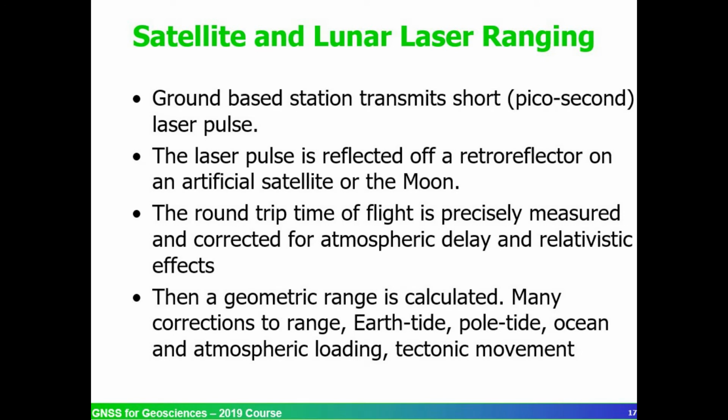Satellite and lunar laser ranging. A ground-based station transmits a short picosecond laser pulse. The laser pulse is reflected off a retroreflector on an artificial satellite or the moon. The round-trip time of flight is precisely measured and corrected for atmospheric delay and relativistic effects. Then the geometric range is calculated. Many corrections to range: earth tide, pole tide, ocean and atmospheric loading, tectonic movements.